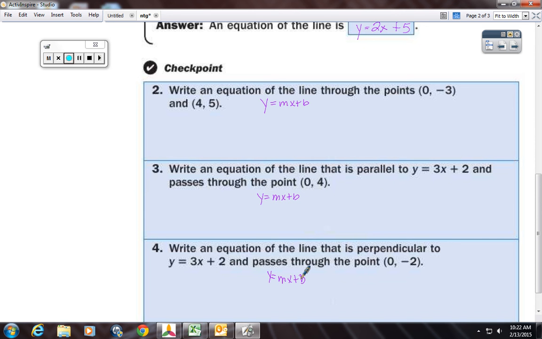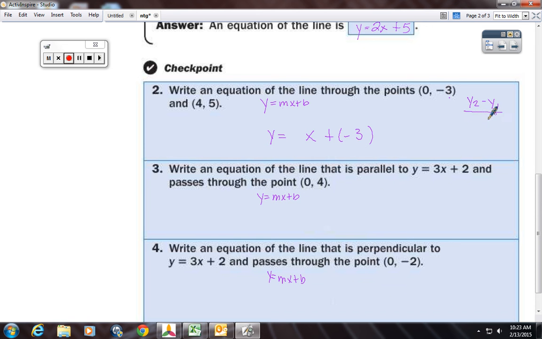If we look at this one, it says write an equation of the line that passes through the points 0, -3, and 4, 5. Do we know right off the bat which number b is going to be? It is going to be what? -3. So I know it's going to be something x plus -3, or you could write -3. Now, how would I find m? How would I find the slope? I'm going to use this formula right here, which we talked about in a previous lesson.